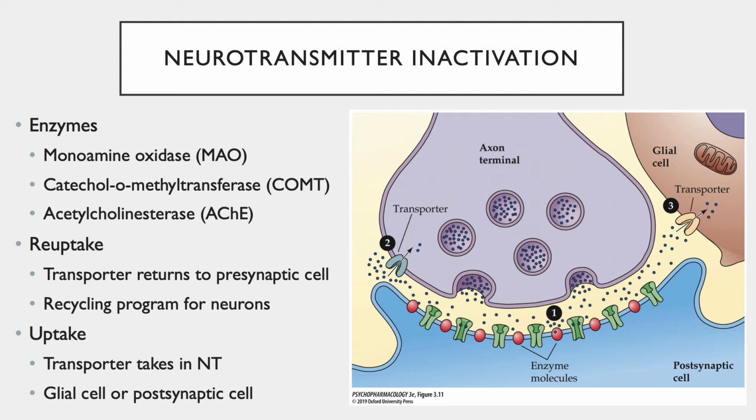If you've heard of MAOIs, which is a class of antidepressants, monoamine oxidase inhibitors, then you're aware of a medication that operates by blocking this enzyme. By blocking the enzyme, it leads to higher levels of the monoamines, particularly in terms of depression, serotonin, norepinephrine, and dopamine.